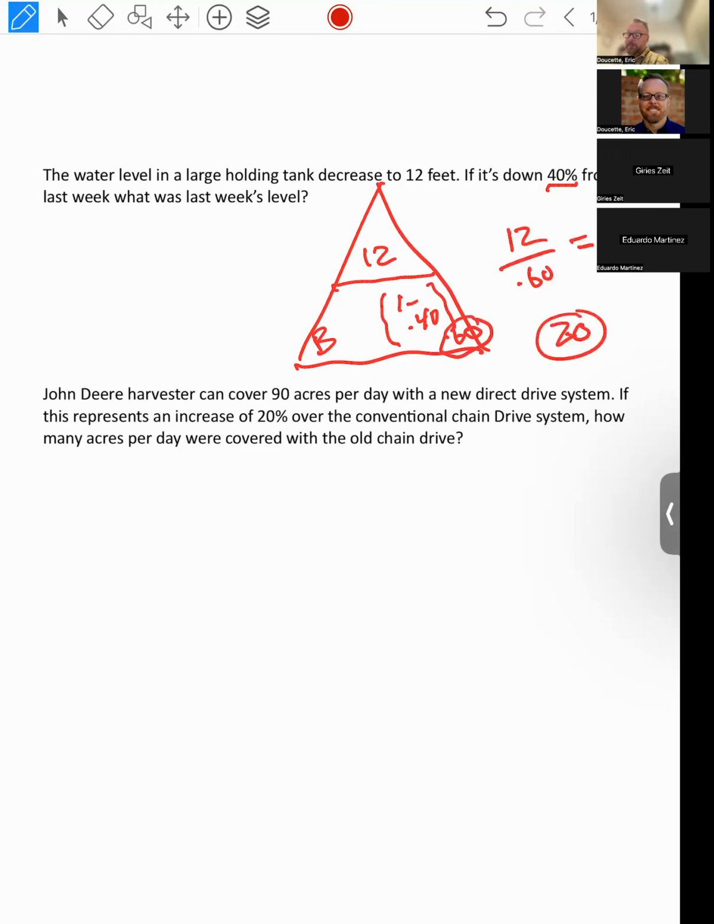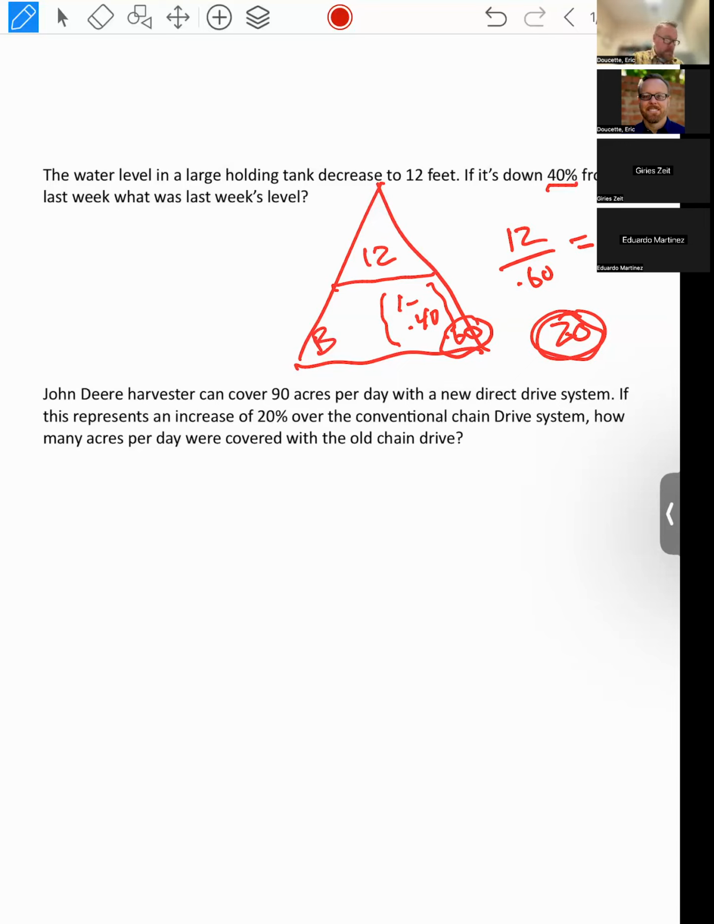So what's that telling me? It's saying the large water level, the large holding tank decreased to 12 feet. It's down 40% from last week. What was last week's level? 20 feet. You guys with me on that?